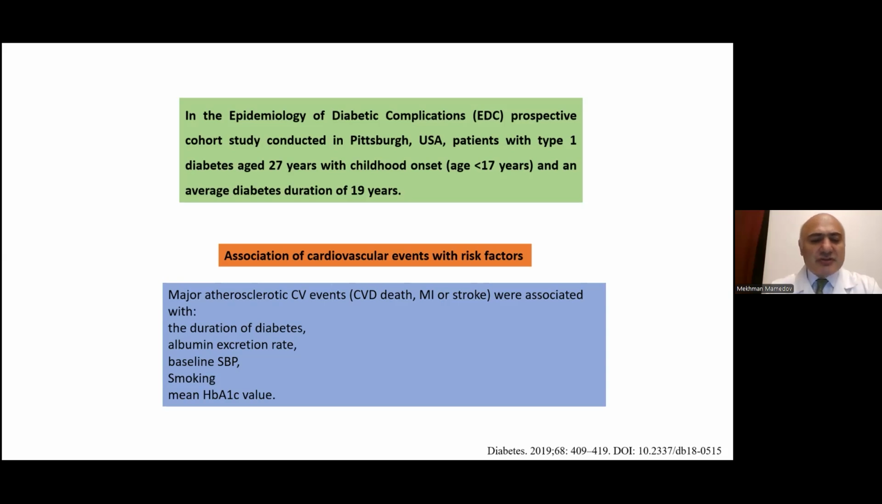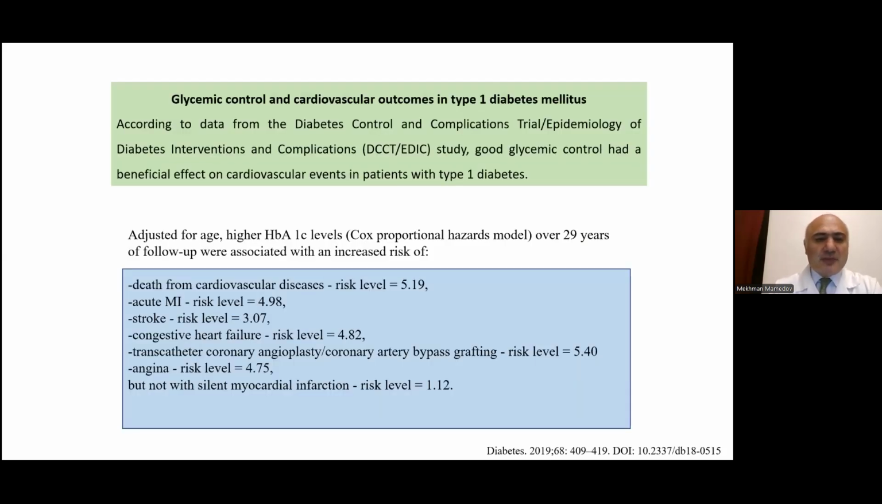Major atherosclerotic cardiovascular events were associated with the duration of diabetes, albumin excretion rate, baseline systolic blood pressure, smoking, and mean glycated hemoglobin value. Also, it is very important to consider glycemic control and its influence on cardiovascular outcomes in type 1 diabetes mellitus.